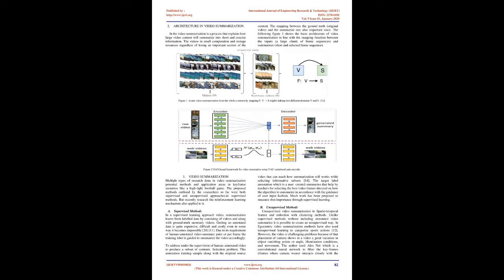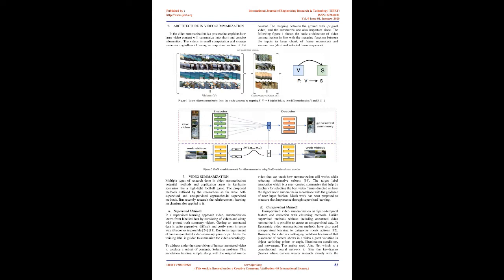A. Supervised methods. In a supervised learning approach, video summarization learns from labeled data consisting of videos along with ground truth summary videos. Getting annotated data is quite difficult and costly. In some cases it becomes impossible, due to its requirement of human-annotated video summary pairs or per-frame training labels that guide how to summarize the video accordingly, under the supervision of human-annotated video, to produce a subset of contents.